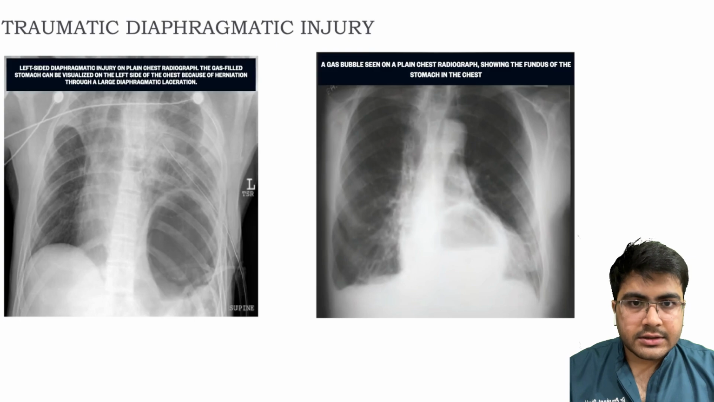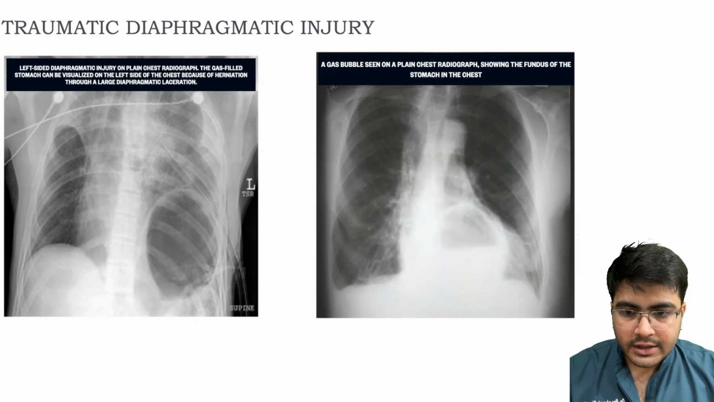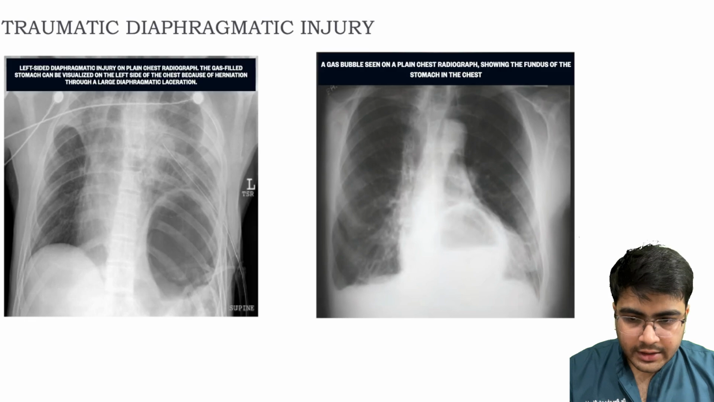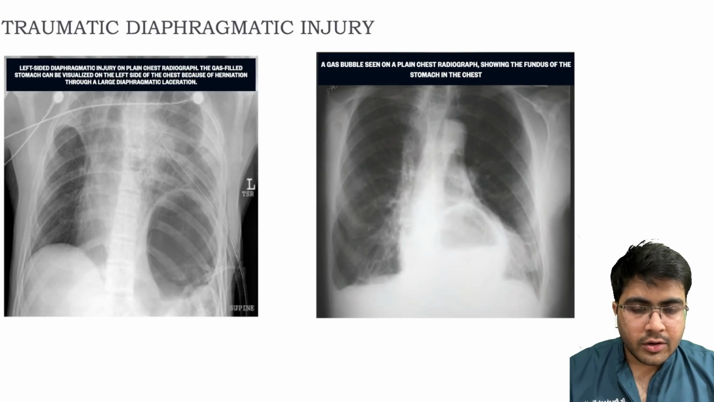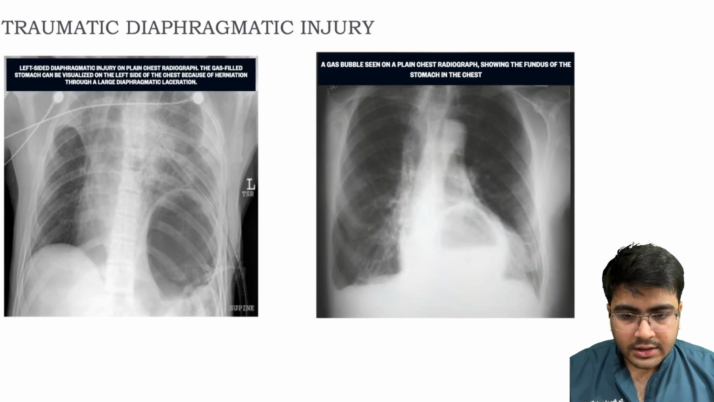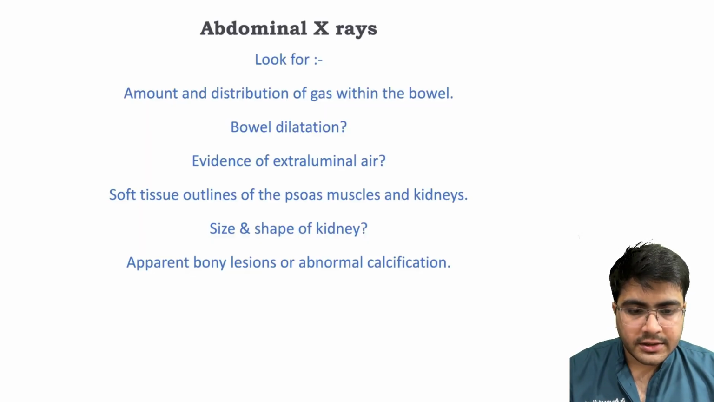So coming to the next, that is the diaphragmatic injury. In a traumatic diaphragmatic injury, you can see it is more commonly on the left-hand side. It is because the liver is a natural protection for the right diaphragm. So here what we see is the gas-filled stomach is present in the chest because of herniation through a large diaphragmatic laceration. The same way you can see the gastric bubble on the plain radiograph showing the fundus of the stomach in the chest. So these are the features of traumatic diaphragmatic injury.